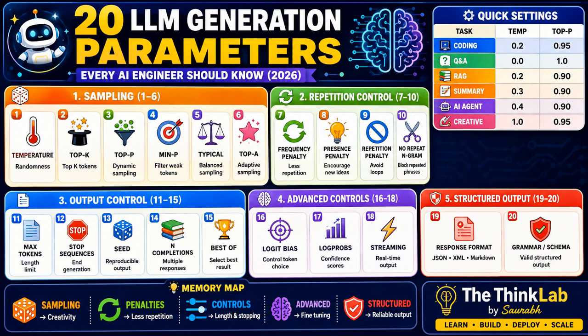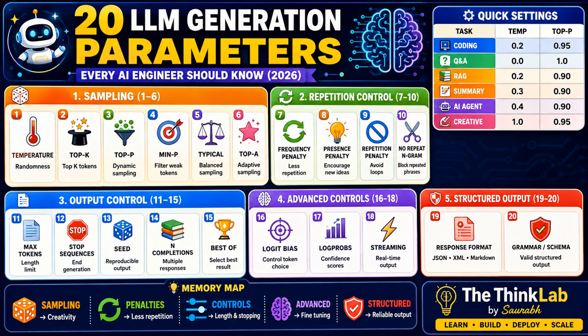And now we are moving to number seven, the frequency penalty. Frequency penalty reduces repeated words. If a word appears many times, its probability decreases. So this helps to generate more varied text. So this frequency penalty is used to stop the model from repeating itself, right? We also call it repetition control.